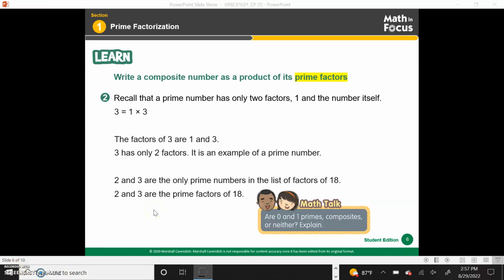When we think about this question, 0 and 1 are neither prime nor composite. What's the definition of a prime number? Only has 2 factors. 0 and 1 do not have 2 factors. What's composite? More than 2 factors. Neither of them have more than 2 factors, so they would be neither.